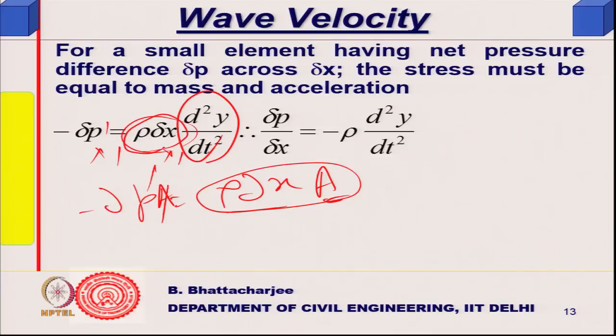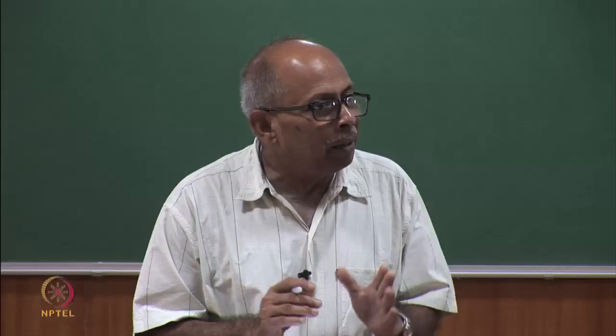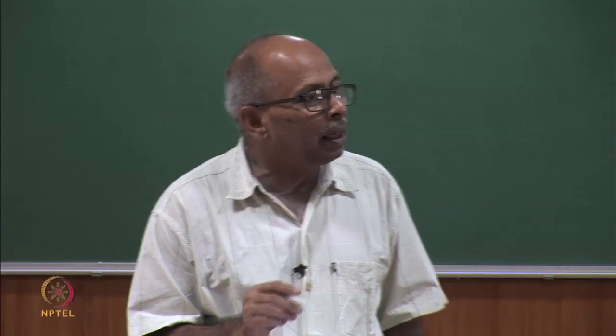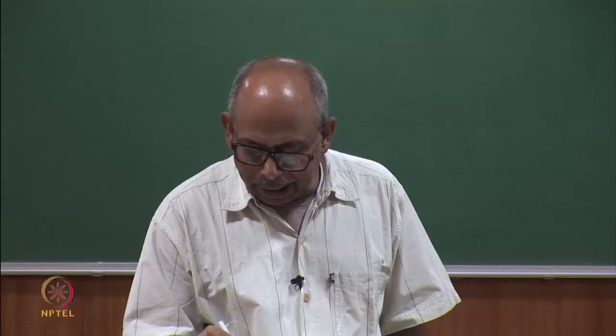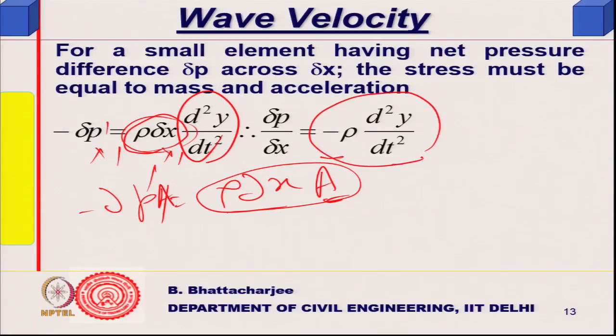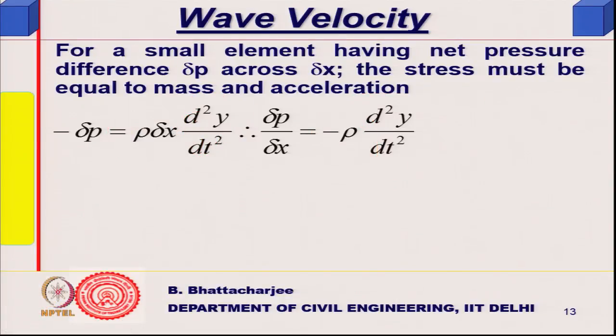So, this is nothing but the mass per unit area, and this is the pressure that I have applied. That must equal the particle acceleration. Therefore, del P del x I can write as minus rho del square y del t square, and in fact both are partial derivatives, so this should be written in partial derivative terms. Please correct it.